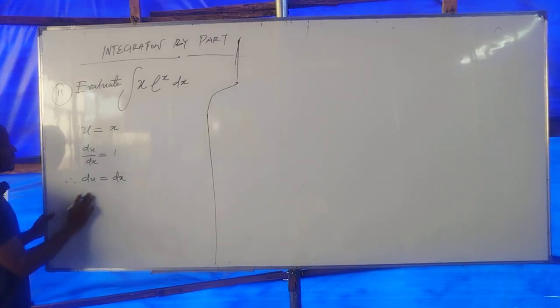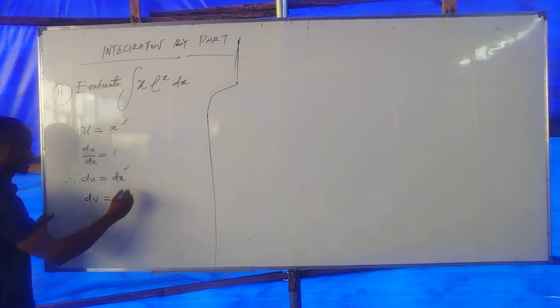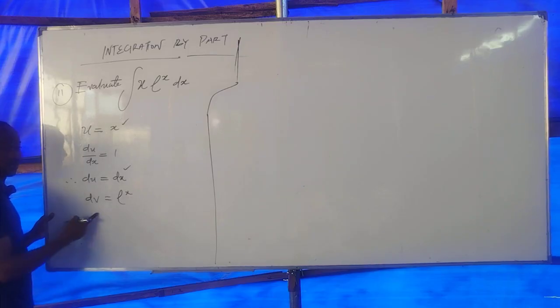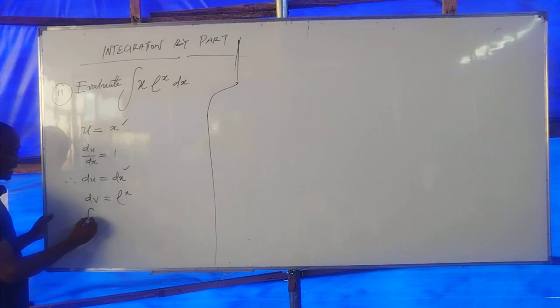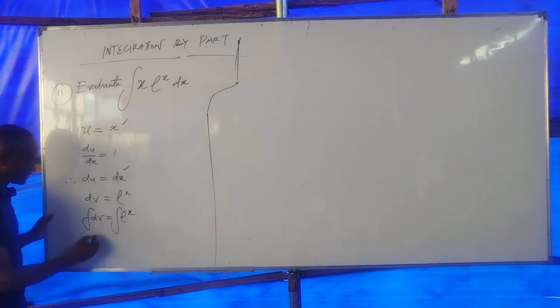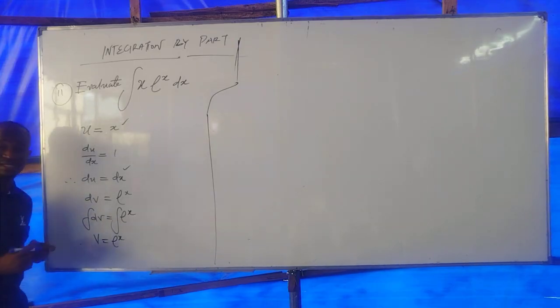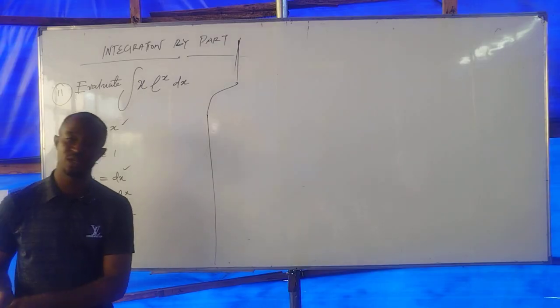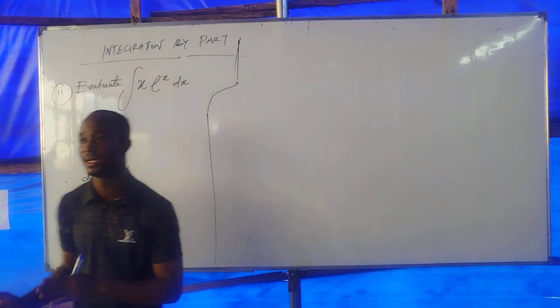Okay. Now we have gotten our u and our du. Let's get to our dv. What's our dv here? dv is exponential x. Is it not so? So for me to get v, we have to integrate this, right? If we integrate exponential x, what do we have? Exponential x. That means the integral of dv is equal to the integral of exponential x, and that will give us v equals to exponential x. Are you there? When you differentiate exponential x, it's still exponential x. When you integrate exponential x, it's still exponential x. It does not change.